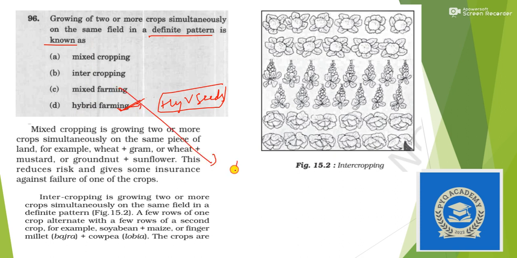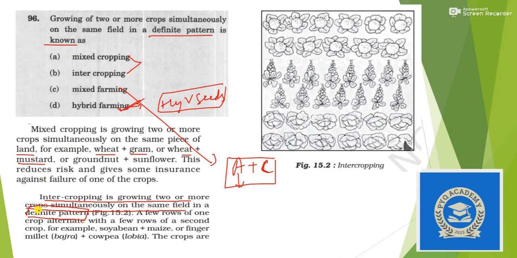In mixed farming, animals plus crops are grown simultaneously. Means livestock are reared, and at the same time crops are also grown. And mixed farming, mixed cropping, and intercropping are nearly the same, but there is one difference. You can see in the lines. Mixed cropping is growing two or more crops simultaneously on the same piece of land. That means you can grow wheat plus gram or wheat plus mustard. But intercropping is growing two or more crops simultaneously on the same field in a definite pattern.